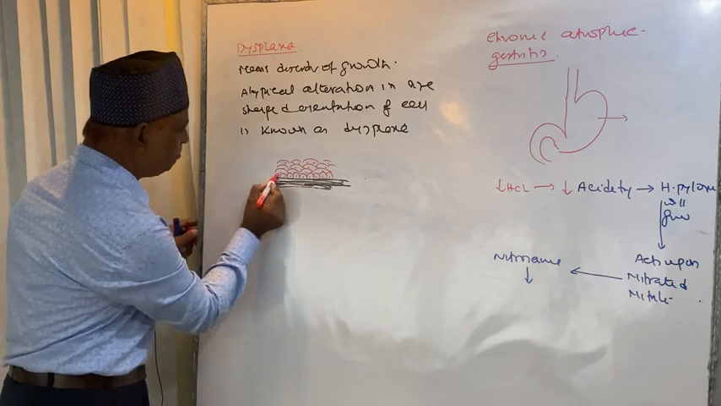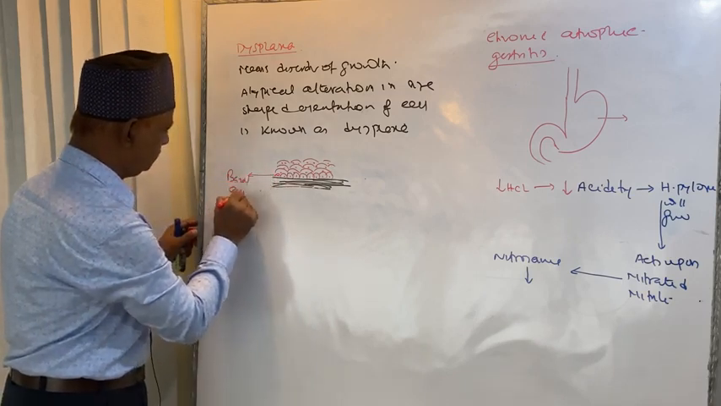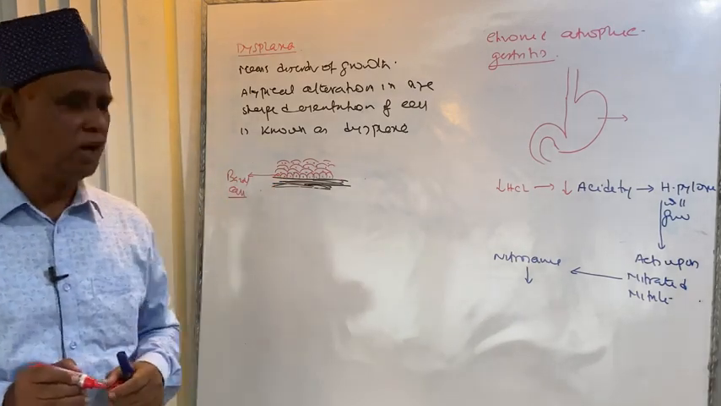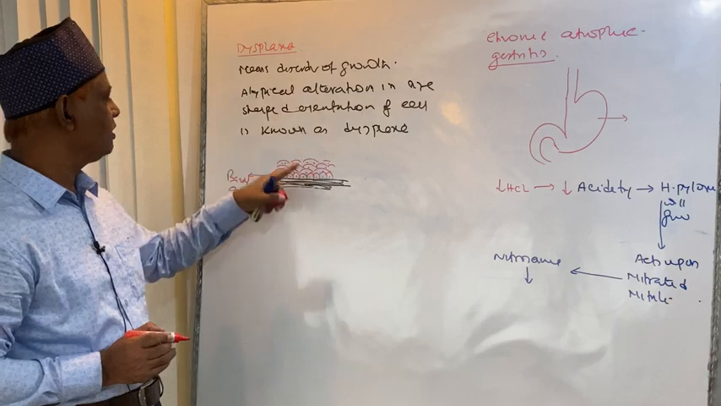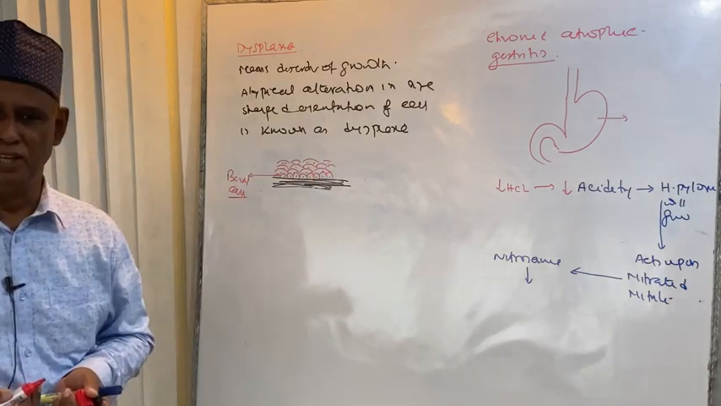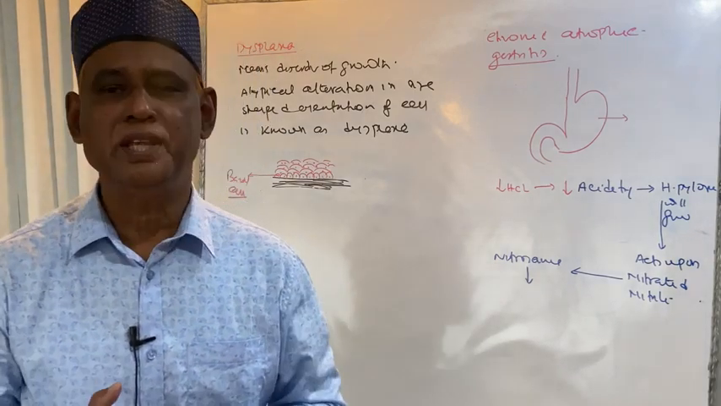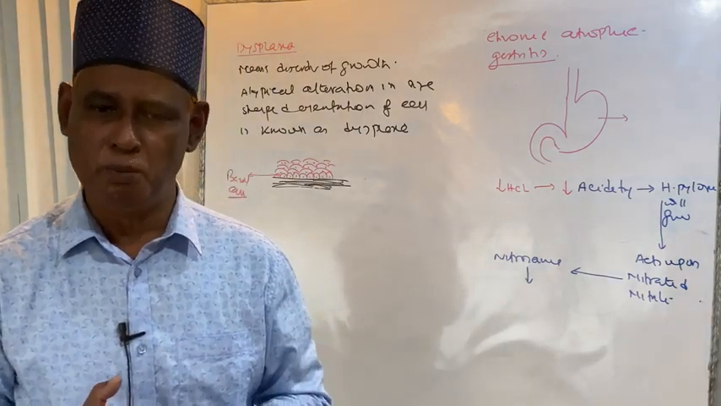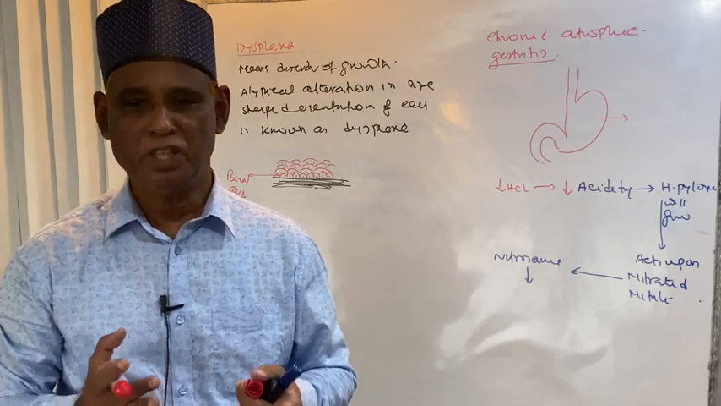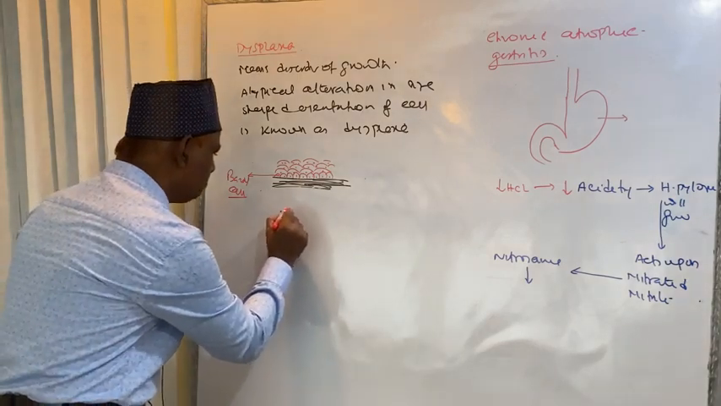And this is the basal cell. If there is dysplasia, what will happen? There will be atypical alteration in cell size, cell shape and orientation of the cell. And how can we recognize dysplasia under microscope? That is the characteristics of the dysplasia.